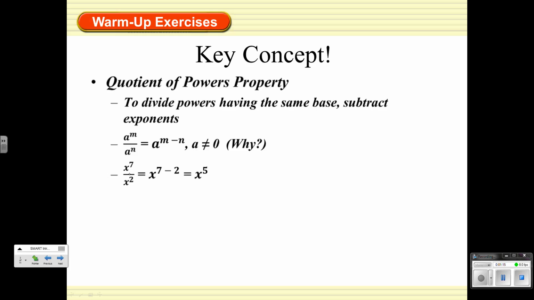So here's another example without all variables. Here's our x to the 7th divided by x squared. Please ignore these, they are not negative. X to the 7th divided by x squared. My base is x, it remains the same. My numerator's exponent minus my denominator's exponent, which equals 5. 7 minus 2 is 5. So there's the first key concept. So let's do some examples.